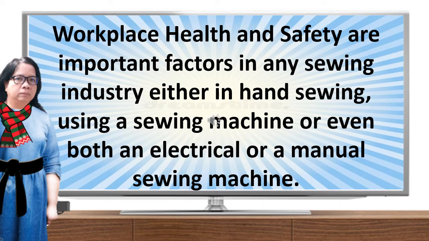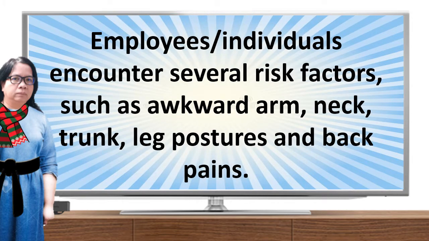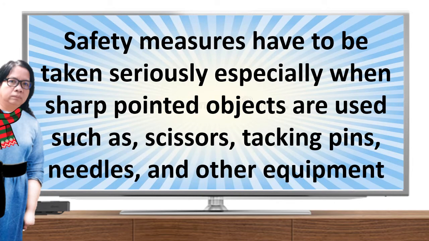Workplace health and safety are important factors in any sewing industry, either in hand sewing, using a sewing machine, or even both an electric or a manual sewing machine. Individuals encounter several risk factors, such as awkward arm, neck, trunk, leg postures, and back pains. Safety measures have to be taken seriously, especially when sharp pointed objects are used, such as scissors, tacking pins, needles, and other equipment.